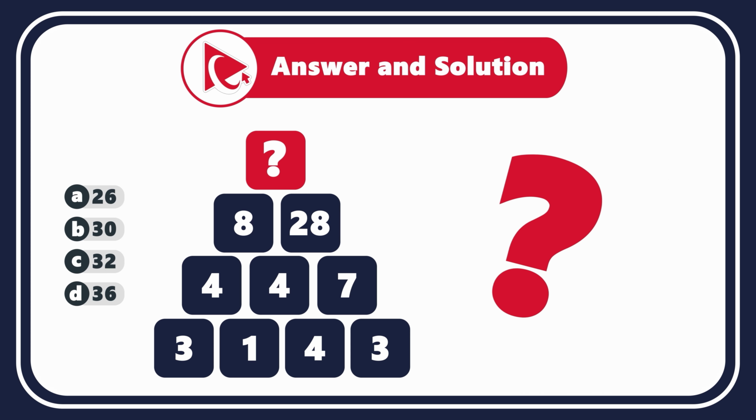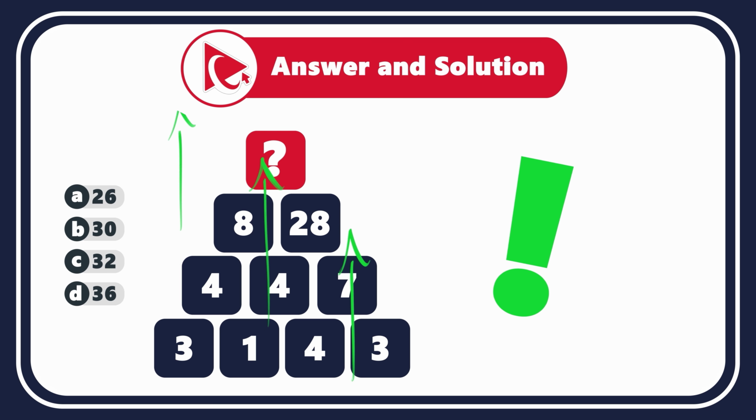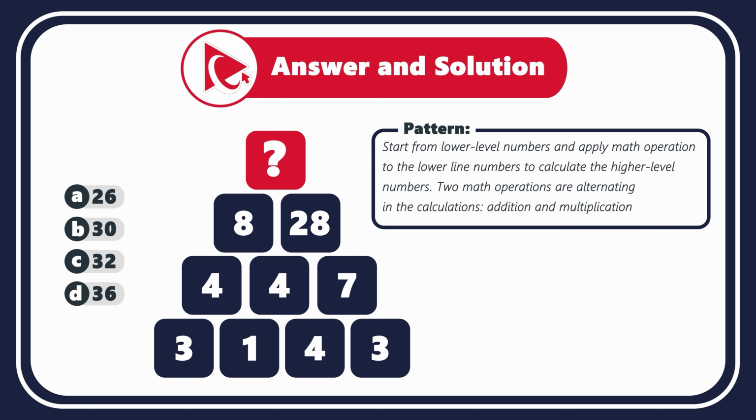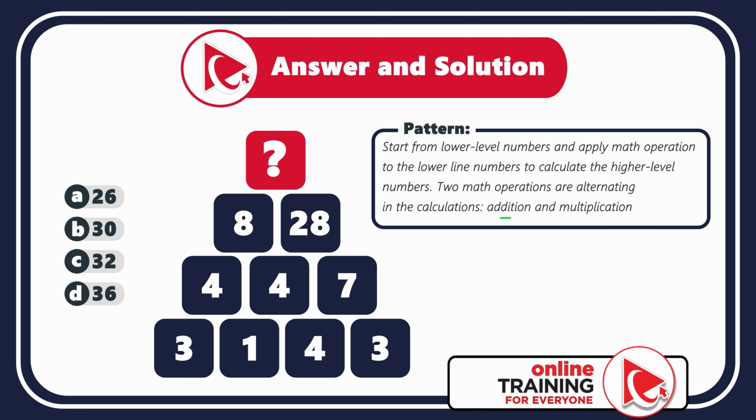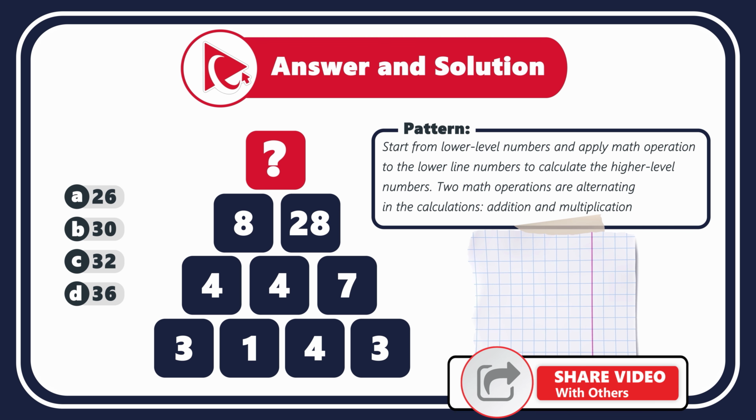Remember how I presented the information to you? I started from the top and went to the bottom. But in fact, you need to start from the low-level numbers and apply math operations to the low-level numbers to calculate the higher-level numbers. To confuse you even more, two math operations are alternating in the calculations, addition and multiplication. Let's look at the example so you get a better understanding.